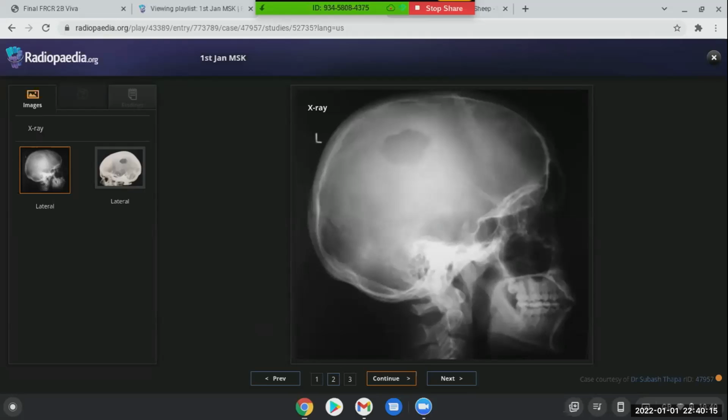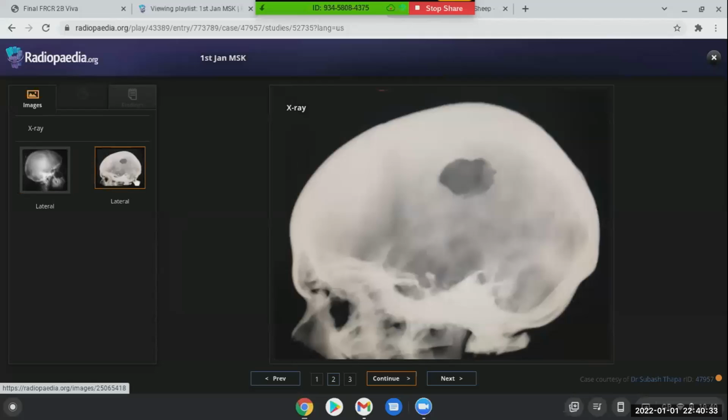So this is a lateral radiograph of the skull. We have a well-defined osteolytic lesion involving the left parietal bone. The lesion has beveled edges, and there are no other lesions. I cannot appreciate any pathologic calcifications. So in this case, I would consider.